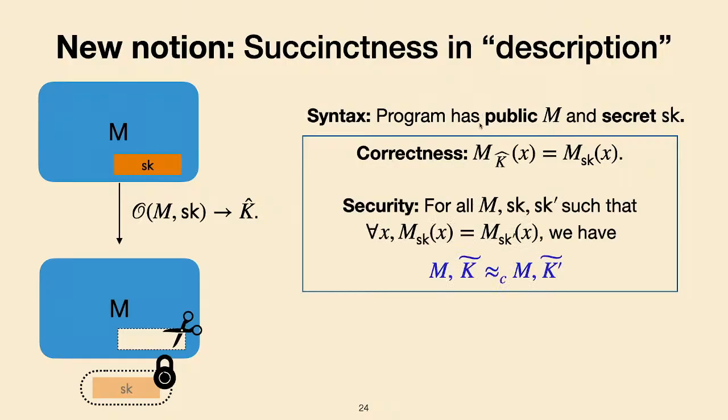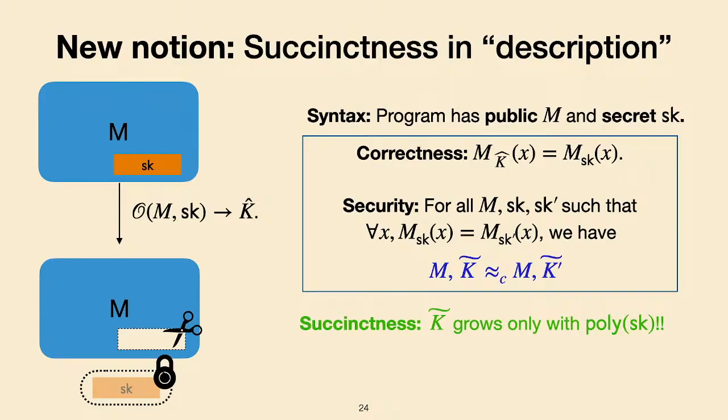Security says that if I have two secret keys, SK and SK prime, for which for all x the two programs are equivalent, then M k tilde and M k prime tilde are indistinguishable. So basically, as long as the secret part gives you the same functionality, I should not be able to tell the two obfuscations apart. And the key point here is that this has to be succinct. The k tilde only grows with polynomial in SK and the security parameter, but not M.